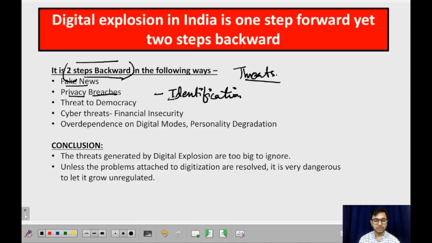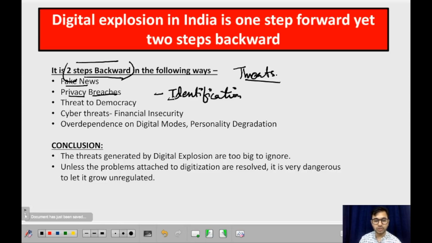Cyber threats, financial insecurity, hacking of government accounts, hacking of the accounts of the people, or hacking of bank accounts, ATM hacking, which happened 2 years back. So, all these kinds of cyber threats are also posed because of digitization. So, that is another threat which needs to be controlled.